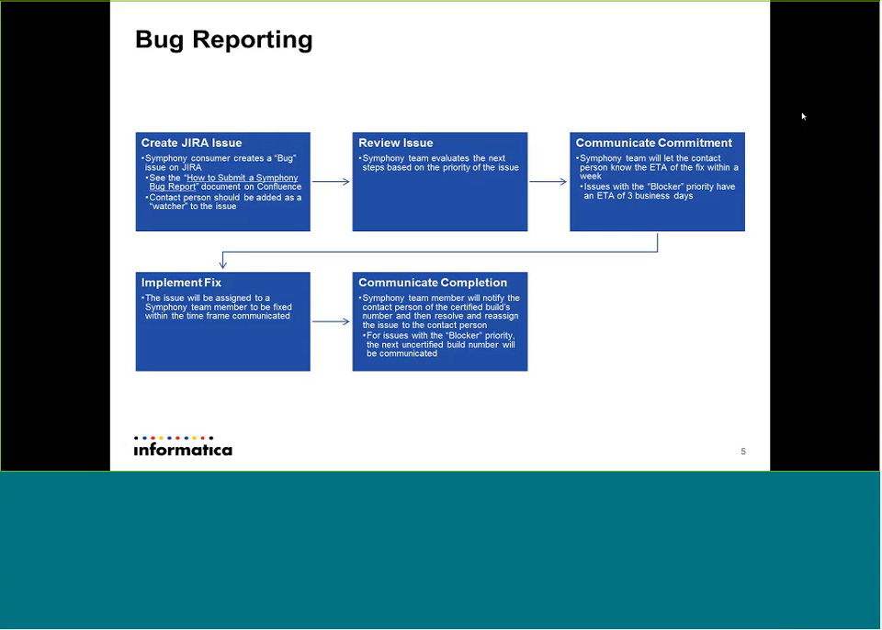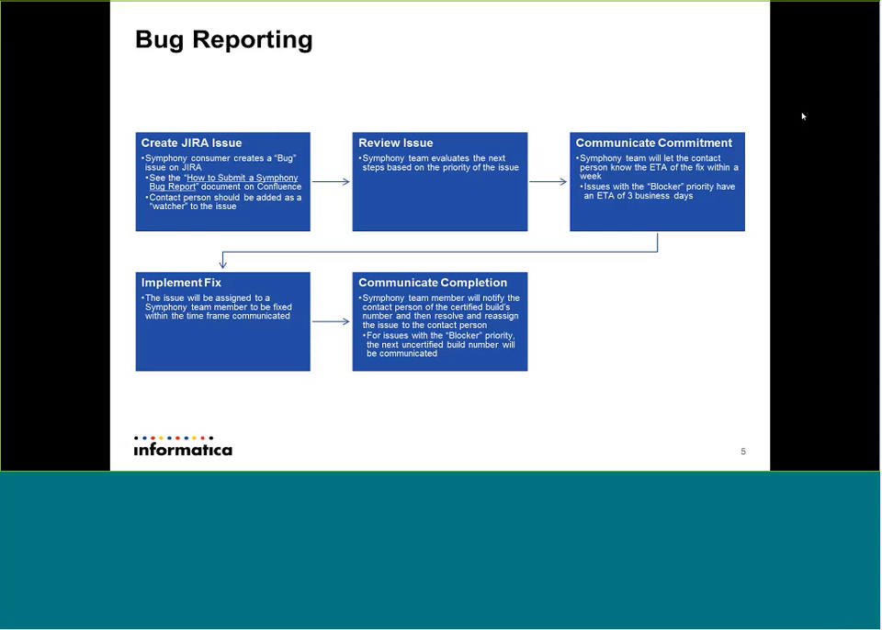When it comes time to implementing the fix, it'll be assigned to a Symphony team member, and they'll work on it within the time frame that we've communicated to the contact person. Once it's done, we'll notify the contact person, again, of the certified build number so that they know where they can grab that fix and bring it into their application. And then we'll resolve and reassign the issue back to the contact person to verify and finish off.